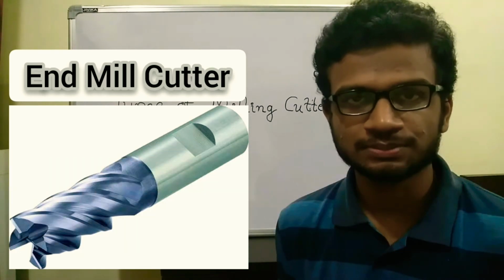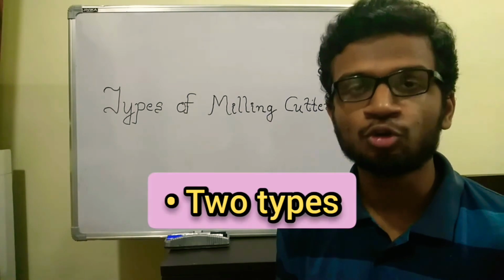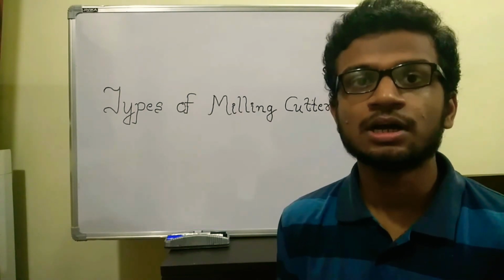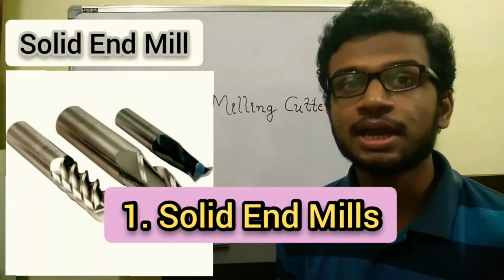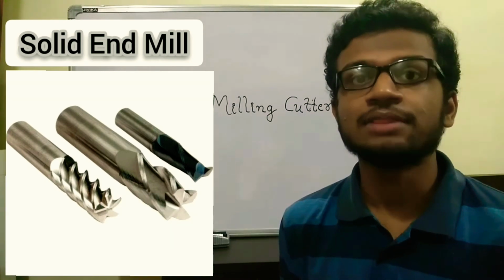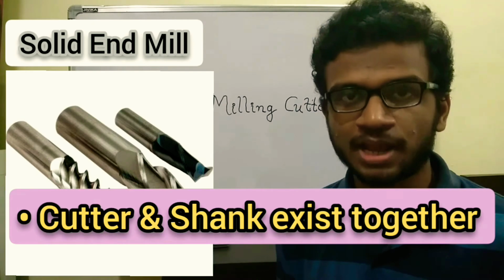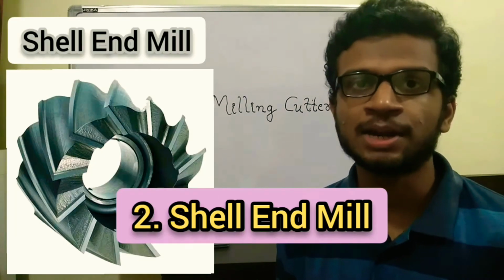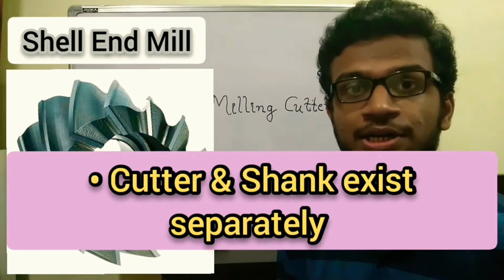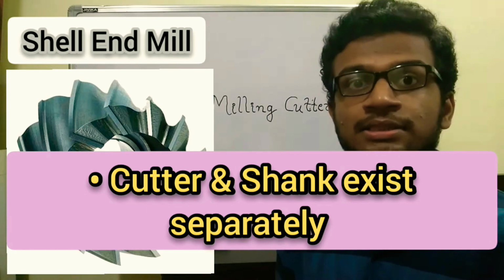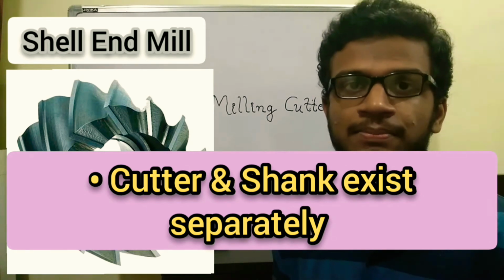And these light end mill cutters are fixed on the spindle with the help of tool adapters. They are of two types. The first one is solid end mill. Here the cutter and the shank exist together. And the second type is shell end mill. Here the cutter and the shank exist separately.